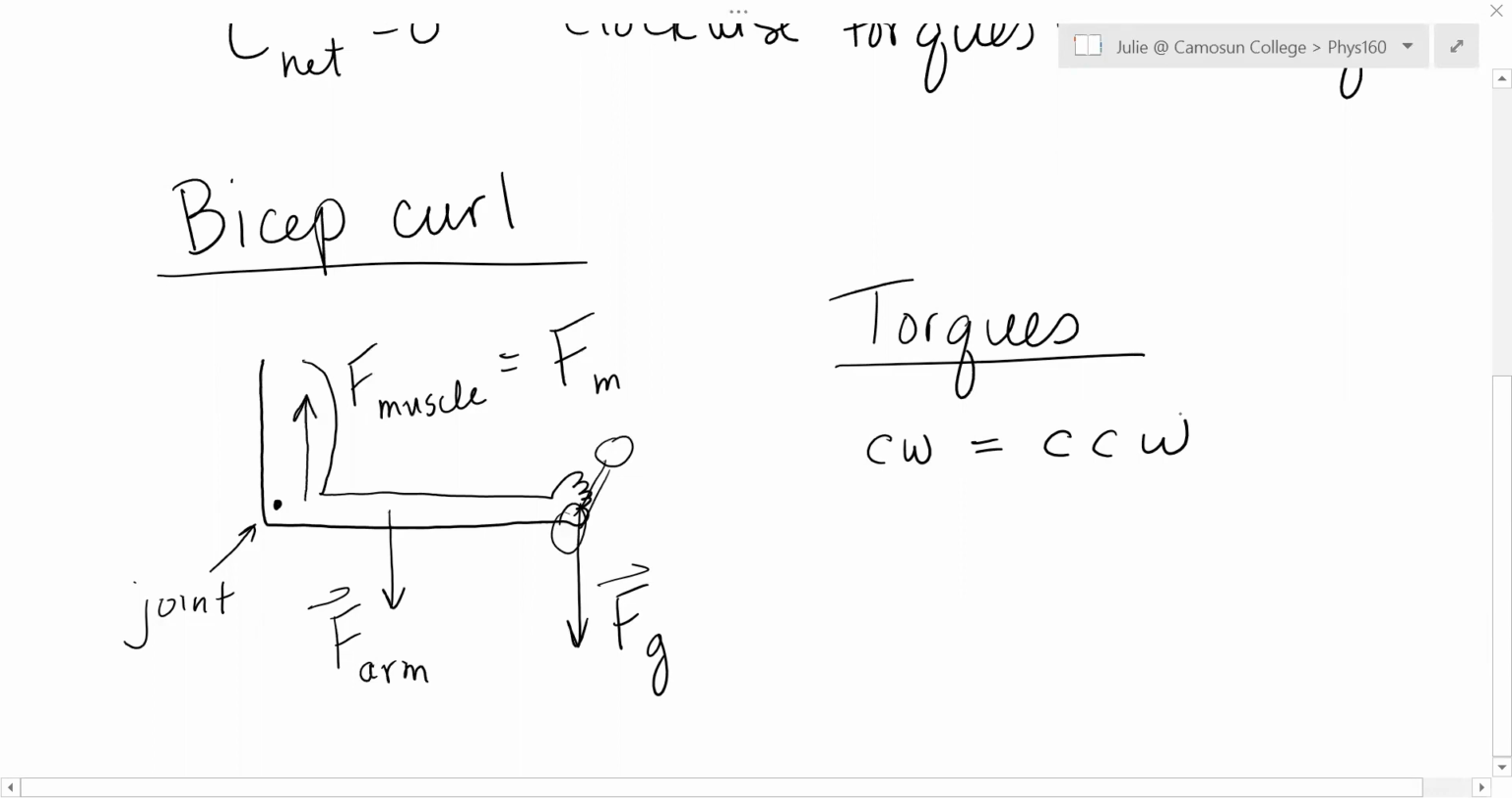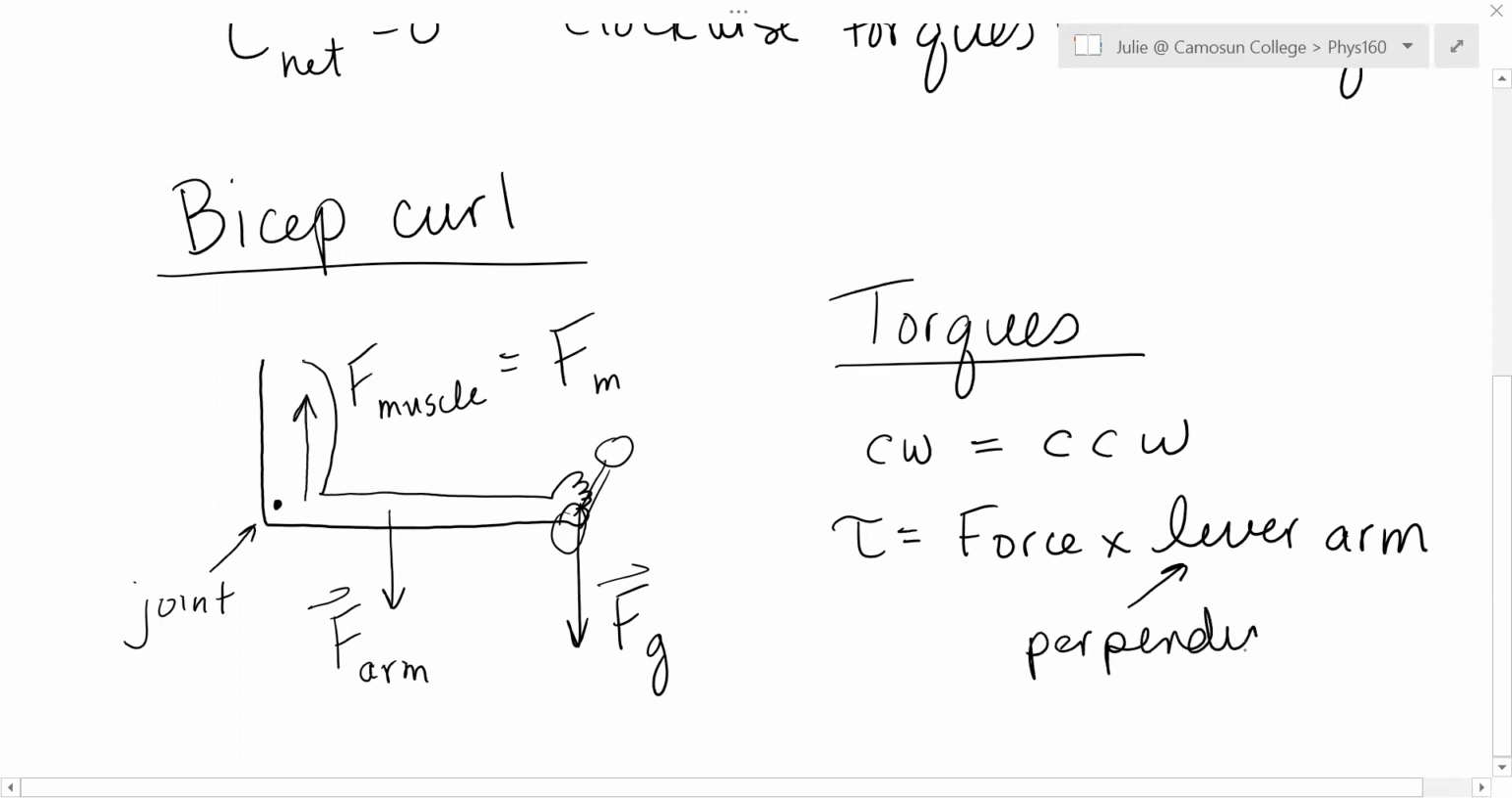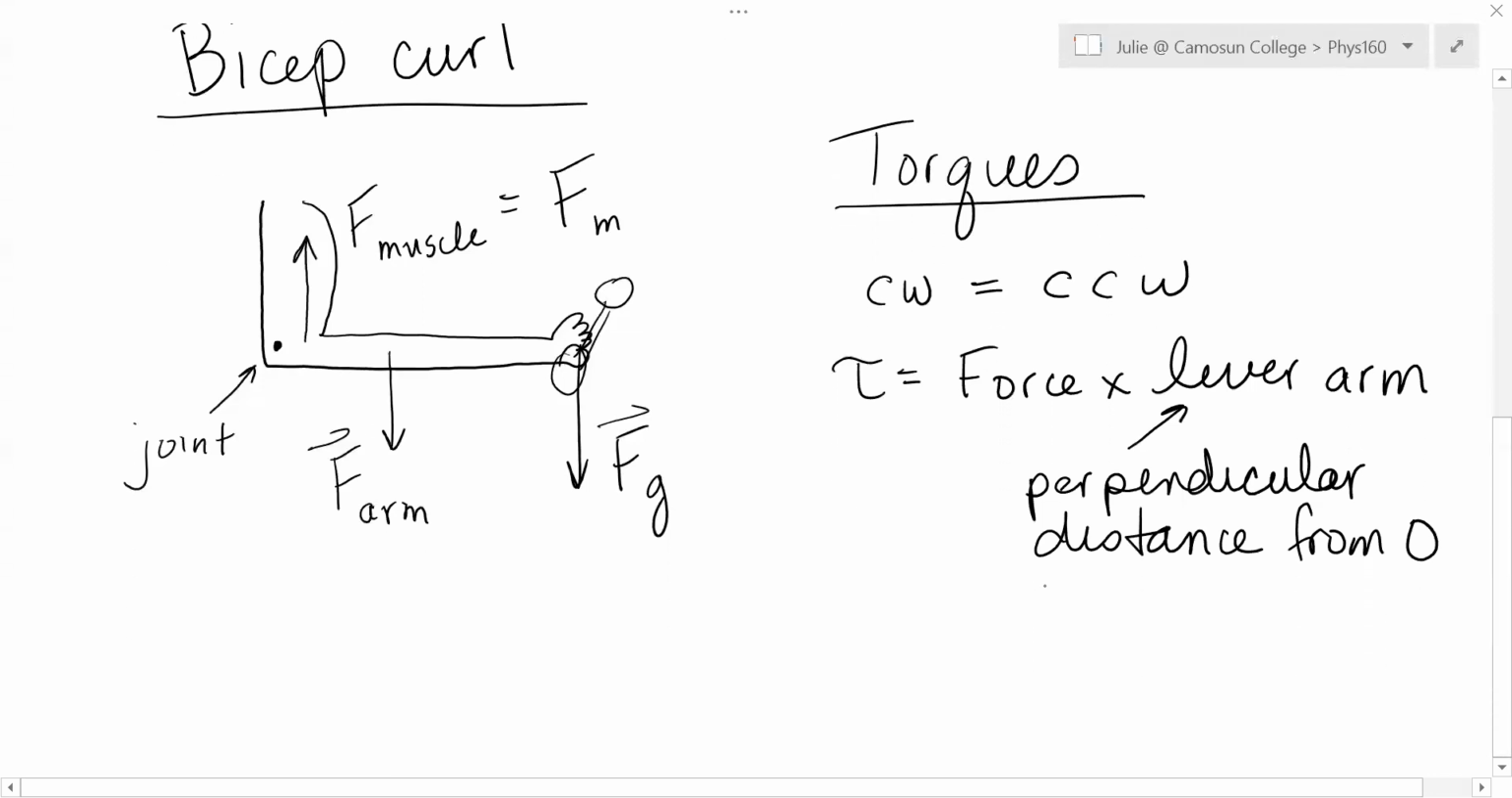Okay, remember the definition of torque. Torque is equal to force times lever arm, where lever arm is the perpendicular distance from axis of rotation to the line of action of the force. Okay, it's those perpendicular distances.